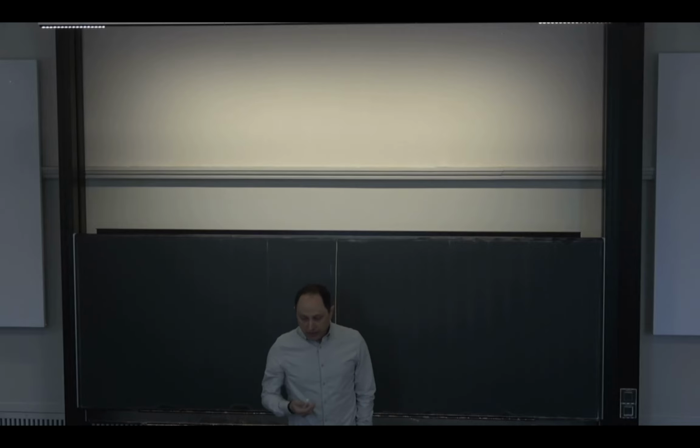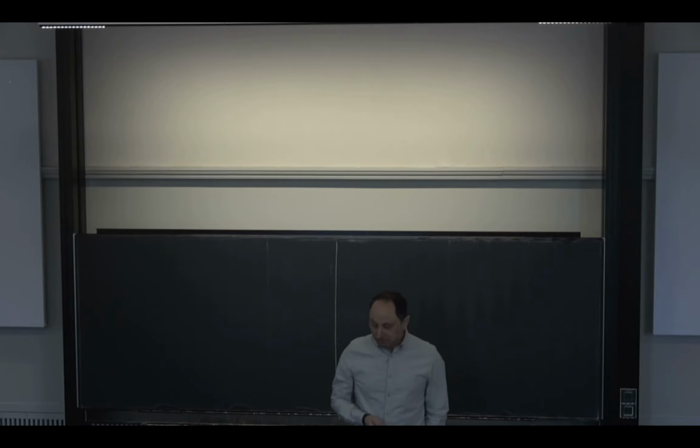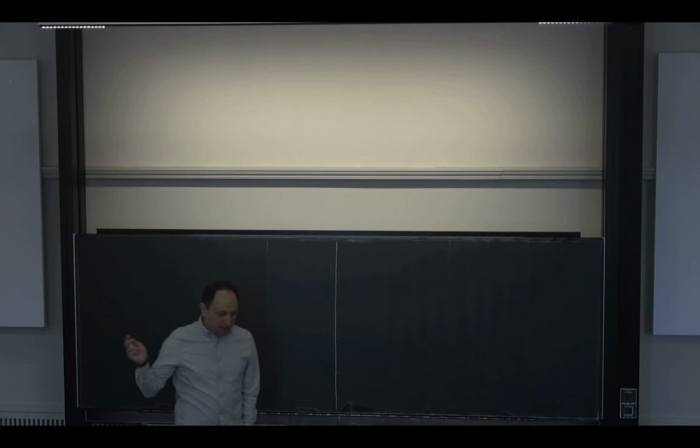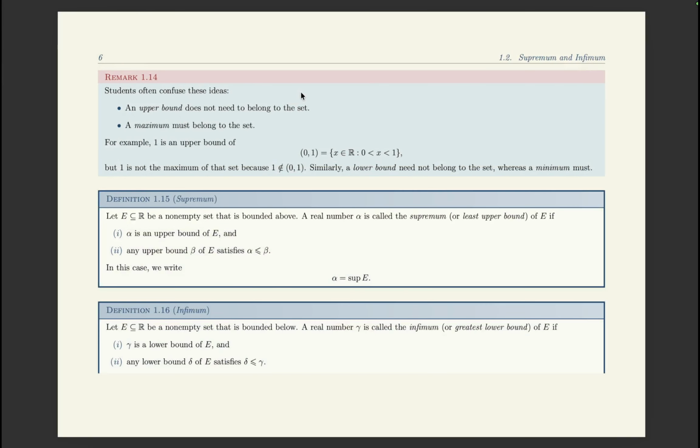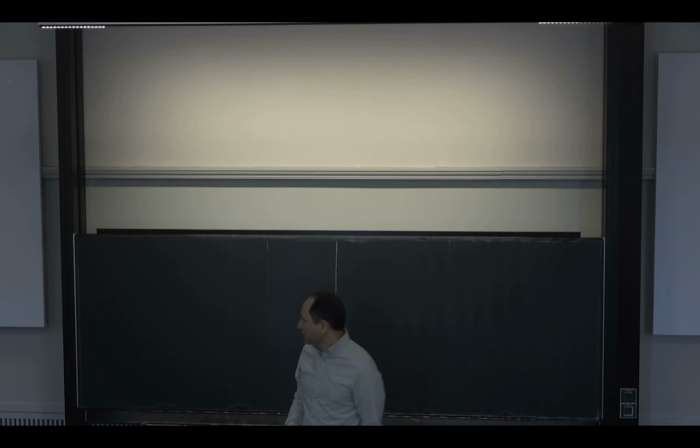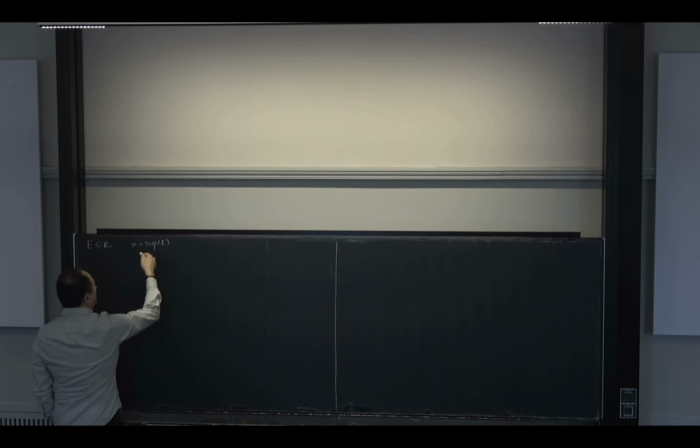Okay, so let us continue. Of course, you are seeing the definition of supremum and infimum officially here, but how do you define it right now? For example, I don't want you to look at the notes. If E is a subset of R, then we say alpha is the supremum of E if what happens?